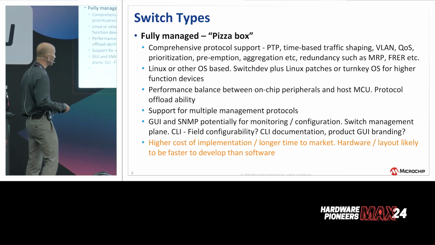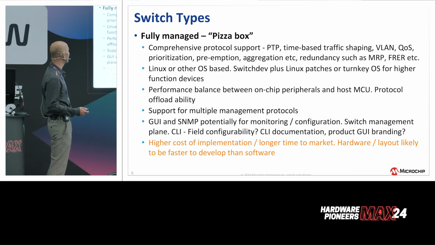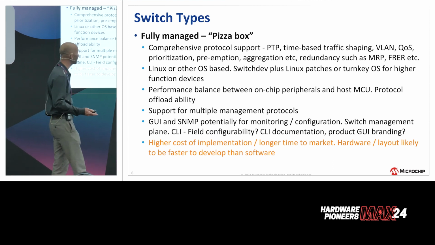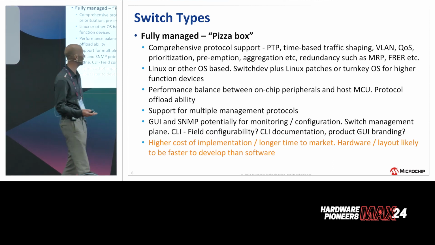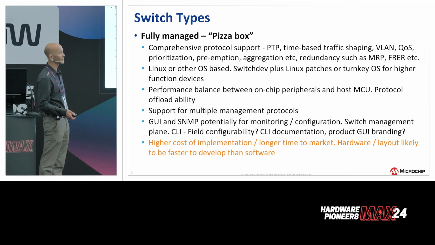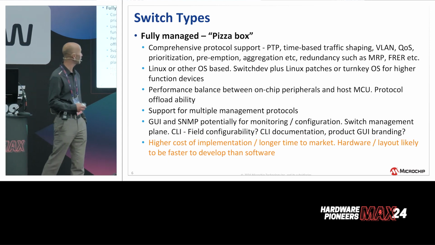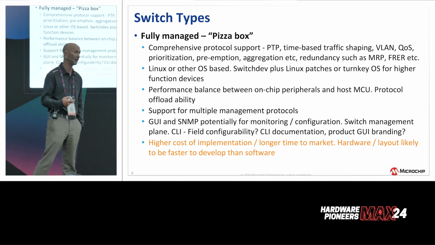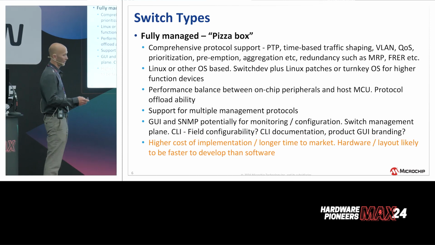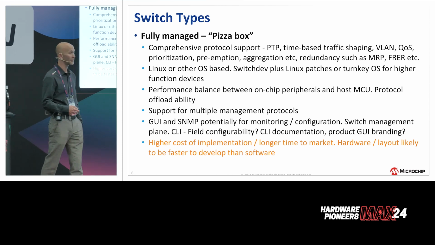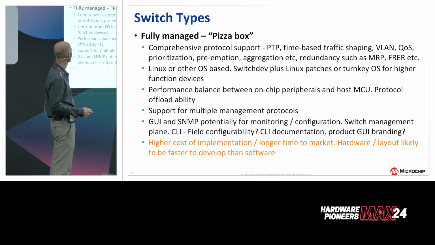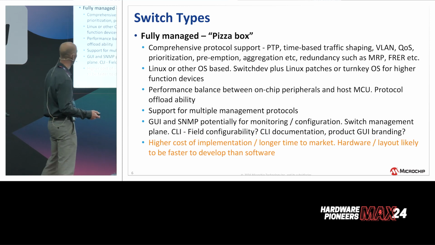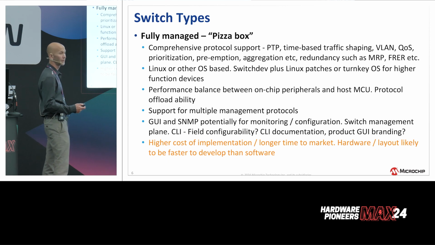So what you need for a fully managed switch is a precision time protocol, so time-based traffic switch, time-based traffic shaping as well, which I'll come on to later. VLANs, quality of service, prioritization, preemption, aggregation, redundancy. So redundancy, MRP and FRER is something that I'll come on to later. A lot of the switches are Linux or other OS based, so that might be pfSense based or Linux. And there's a performance balance between the on-chip peripherals and the host MCU, and the ability to do protocol offload to hardware.